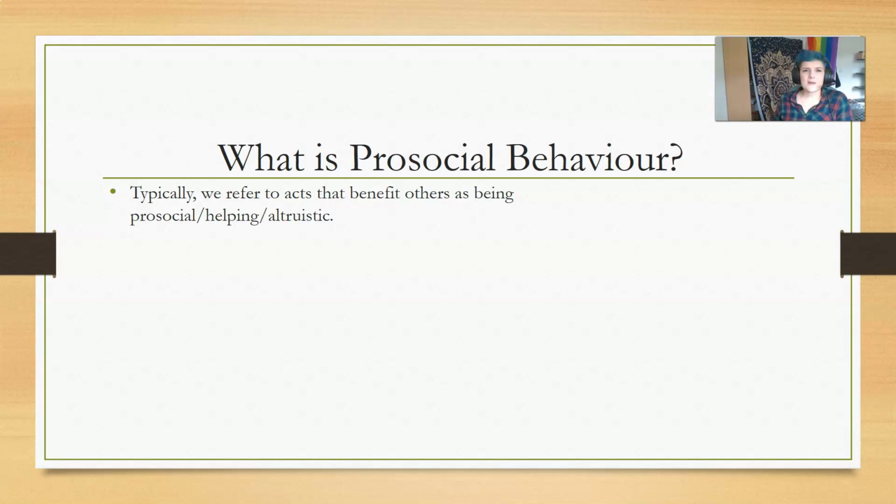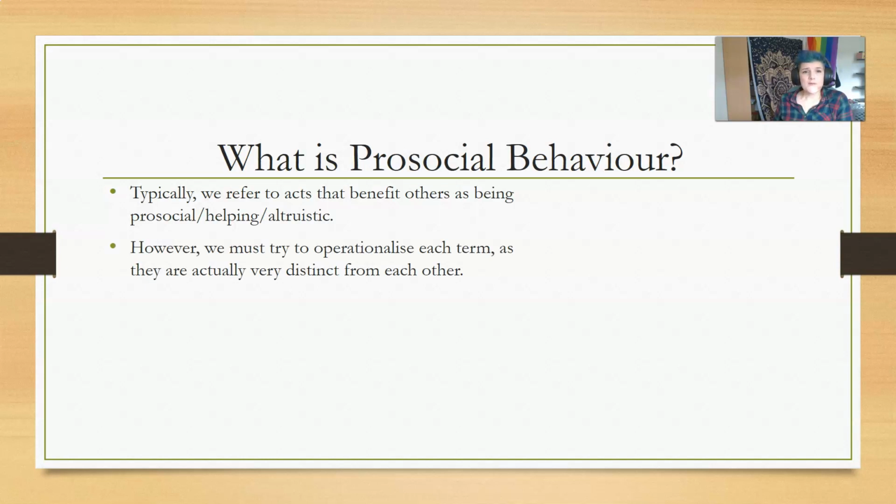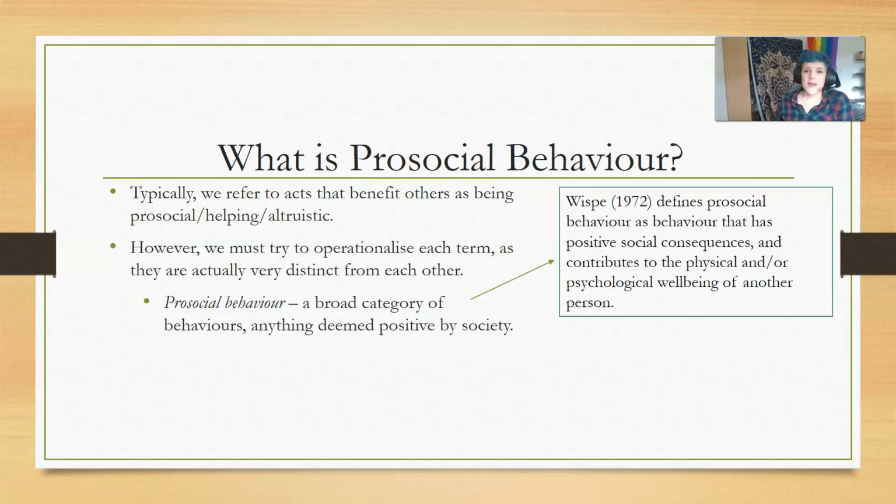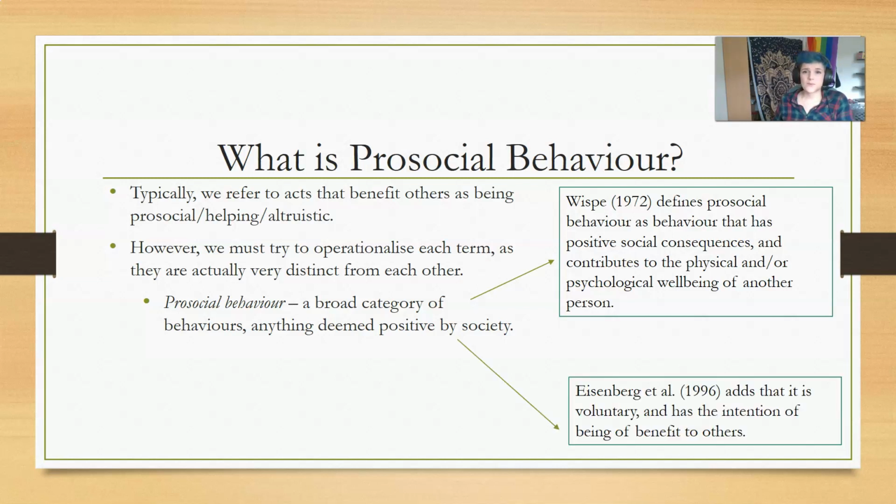Typically, we refer to acts that benefit others as being prosocial, helping, or altruistic. However, we must try to operationalise each term, as they're actually very distinct from each other. Prosocial behaviour is a broad category of behaviours, therefore anything deemed positive by society. It's behaviour that has positive social consequences and contributes to the physical and or psychological well-being of another person. So basically, prosocial behaviour is any behaviour that is positive for society. Eisenberg adds that this is voluntary and has the intention of being of benefit to others.